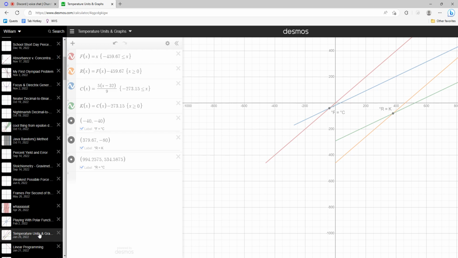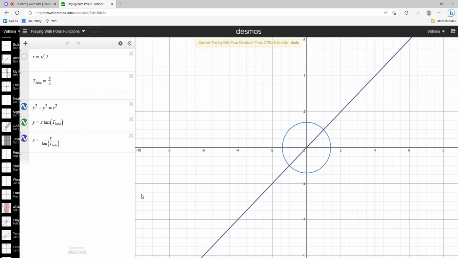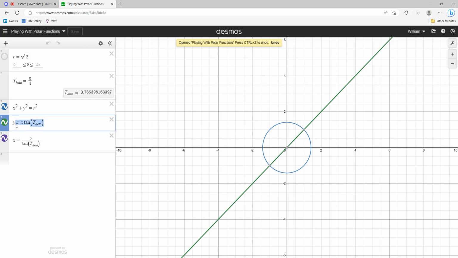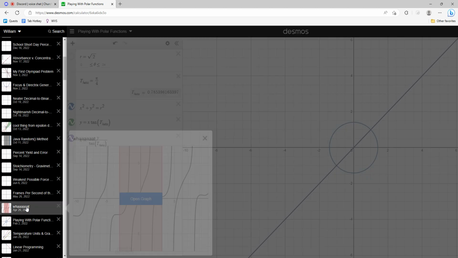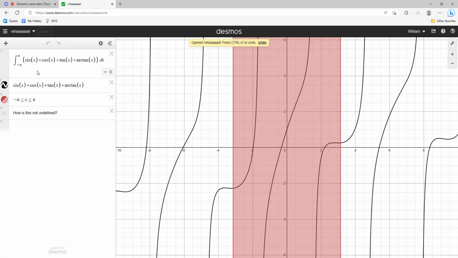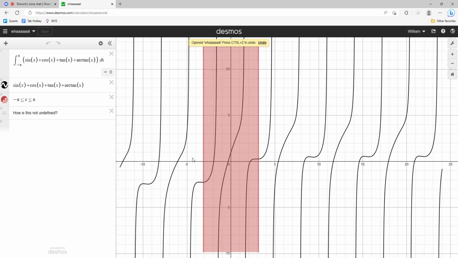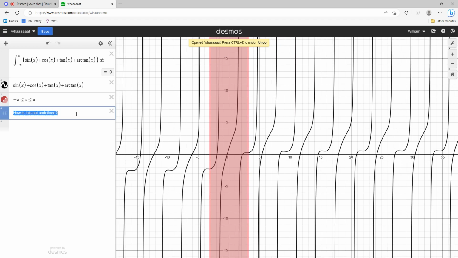What now? Playing with polar functions. Some more, I see. We've got, yep, that's a circle. Not much to say about that. What is that? Oh my god, what am I doing? How is this not undefined?